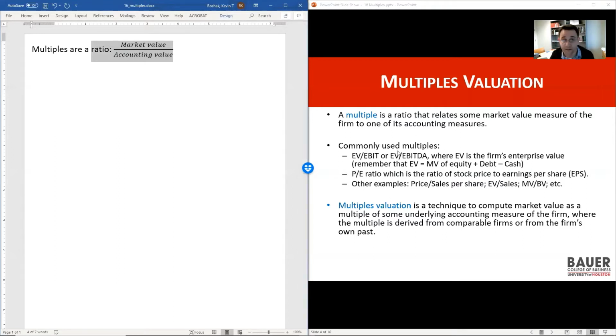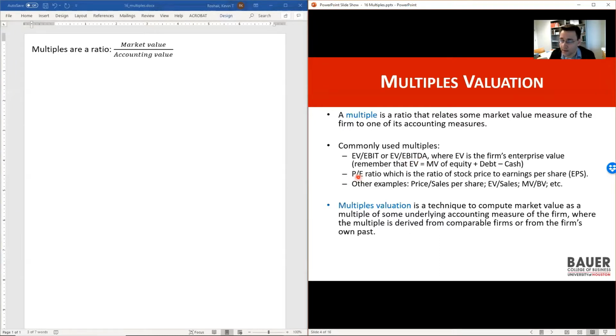There's a variety of multiples out there. You can use any market value you can think of, any accounting value, put them together, and you've got yourself a multiple. Some of the more commonly used multiples are the enterprise value over EBIT. The enterprise value is the market value of all of the operations of the company. The EBIT obviously is an accounting number. It's the operating income. Or you could do enterprise value over EBITDA.